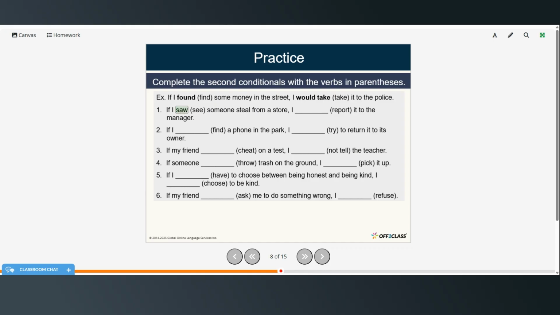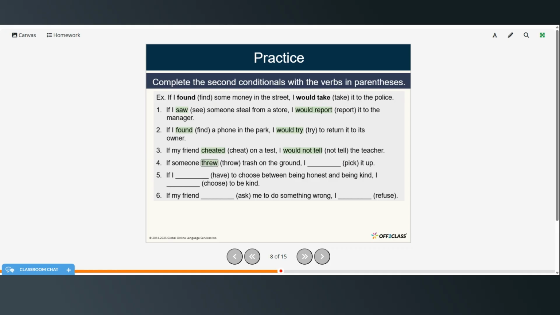So if I saw someone steal from a store, I would report it to the manager. If I found a phone in the park, I would try to return it to its owners. If my friend cheated on a test, I would not tell the teacher. If someone threw trash on the ground, I would pick it up. If I had to choose between being honest and being kind, I would choose to be kind. If my friend asked me to do something wrong, I would refuse.